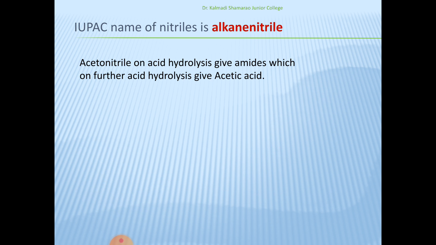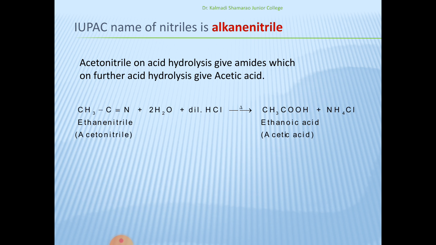Acetonitrile on acid hydrolysis gives amide, which on further acid hydrolysis gives acetic acid. Reaction: CH3CN, ethane nitrile, plus 2 H2O plus dilute HCl, gets converted into CH3COOH, ethanoic acid, that is acetic acid.